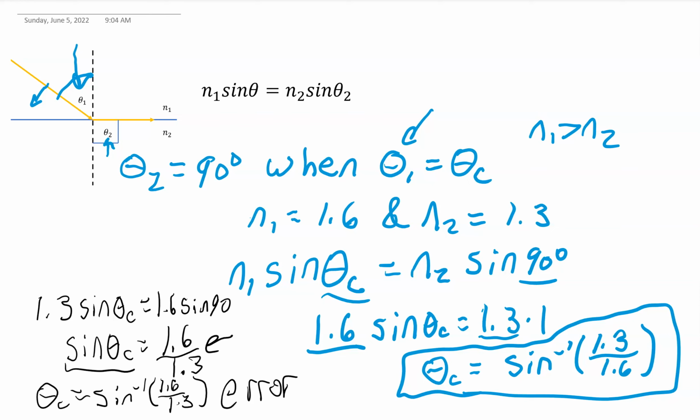Well, what does that mean for us? It means it's not possible to go from low index to high index and see total internal reflection. You have to do it this way. You have to go high to low.